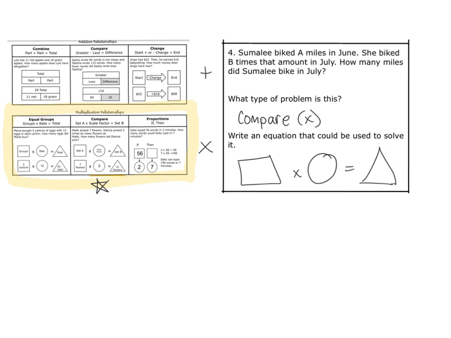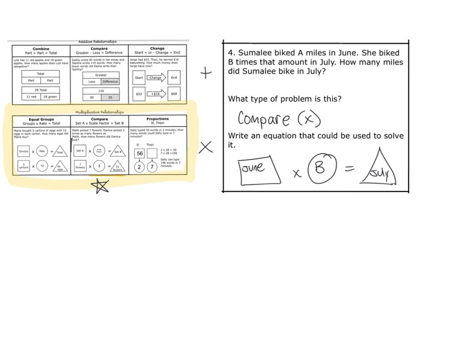So in this case, June is going to be our first set. And then June multiplied by B is going to equal July. And you can see we're using this pattern right there from our map. So set A, what we started with, multiplied by our factor, which is B. We don't know what B is, but we know that she biked B times as much in July. That's going to equal July. June times B equals July.